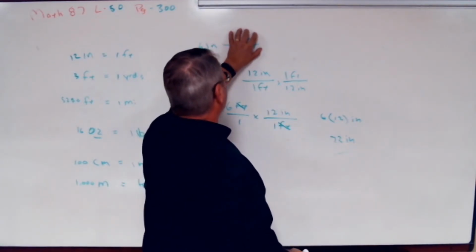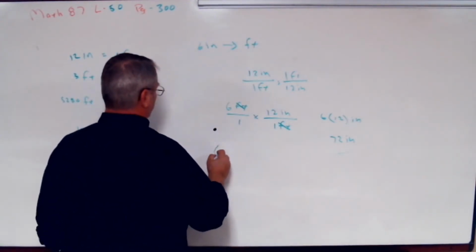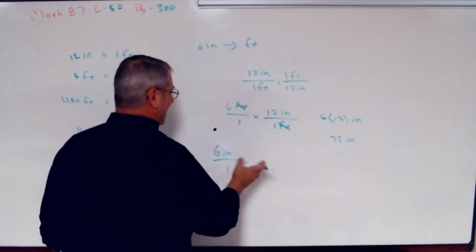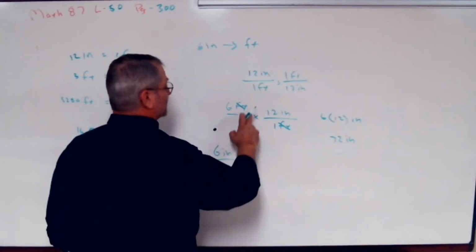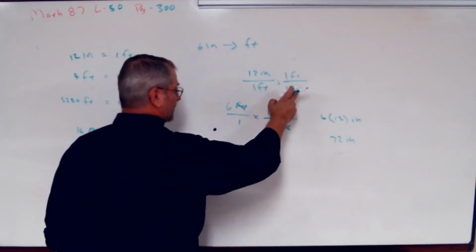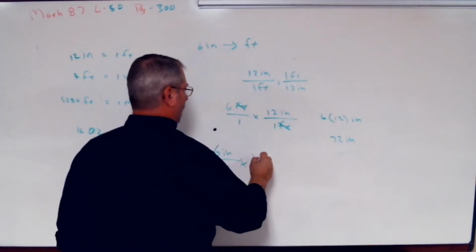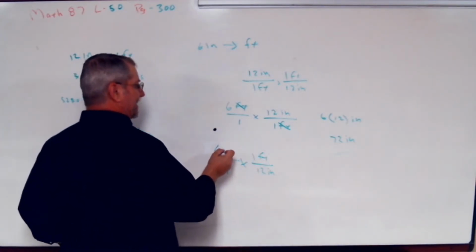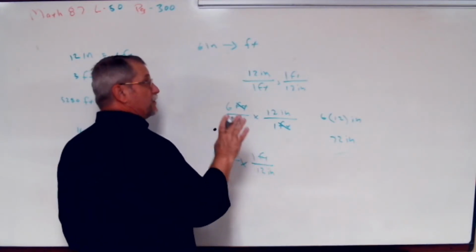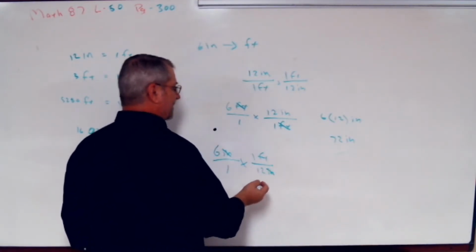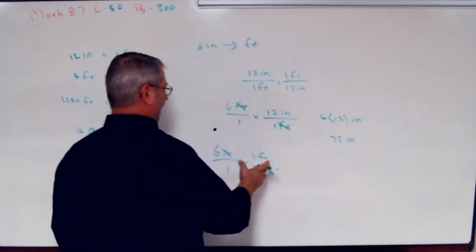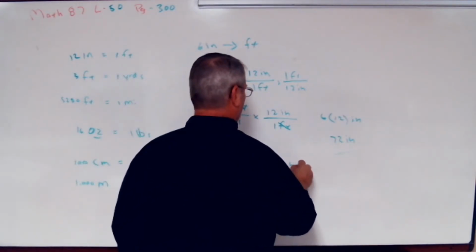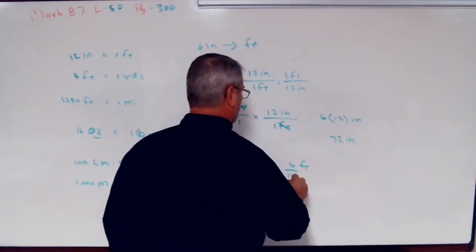So next we take 6 inches and we put it over, what do we put it over? 1 times. This time I want to get rid of the word inches. So I want inches on the bottom. So there's the second one, inches on the bottom. 1 foot, 12 inches. Next step is you cross cancel. Leave the numbers alone. Cross cancel the units. Now collect everything. On the top you have 6 and feet. And on the bottom we have 12.